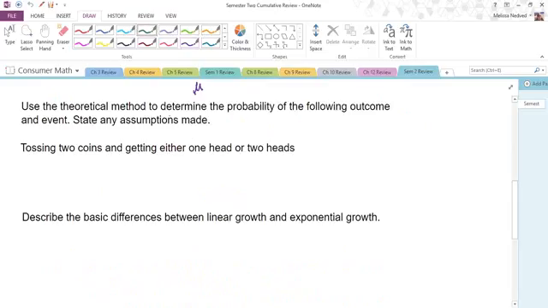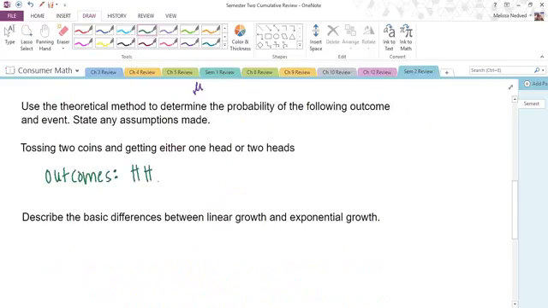So this question says, use theoretical method to determine the probability of the following outcome and event. State any assumptions made. So we're going to be tossing 2 coins and we want to know the probability of getting either 1 head or 2 heads. So the first thing that I like to do is I like to list all of my outcomes. What could happen? How could I have this happen?